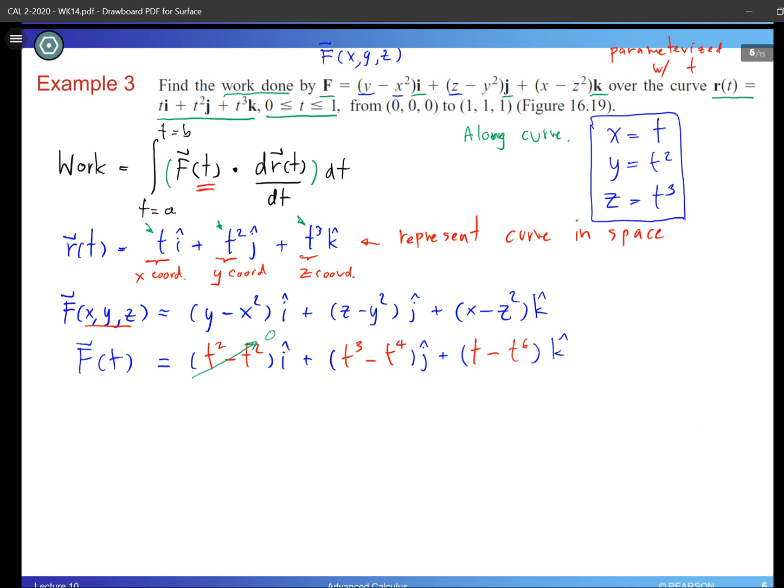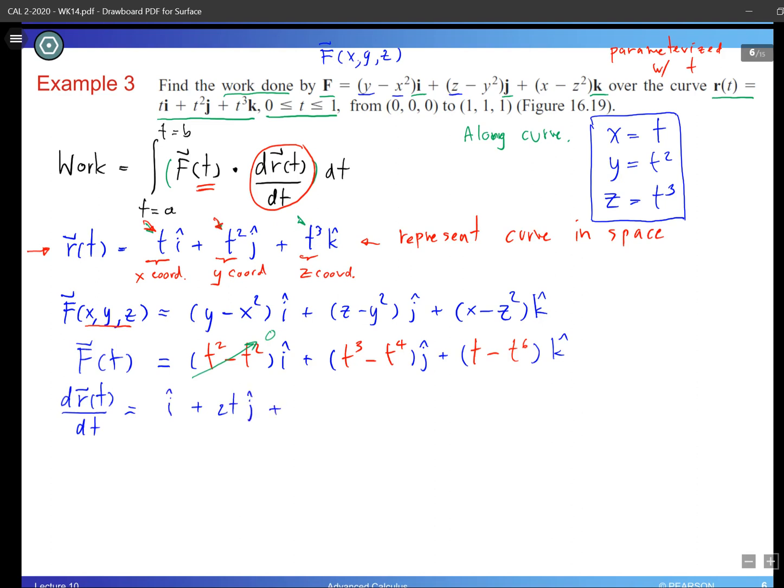Now we need this term. First order derivative of r with respect to time. So we need to differentiate this r right here with respect to time. So let's find that, dr of t with respect to time. So we need to differentiate each component separately. So I differentiate the first component right here with respect to time, I get 1, so it's going to be 1i, just i. Alright, differentiate this second term with respect to t, I get 2t. So I have this plus 2tj.